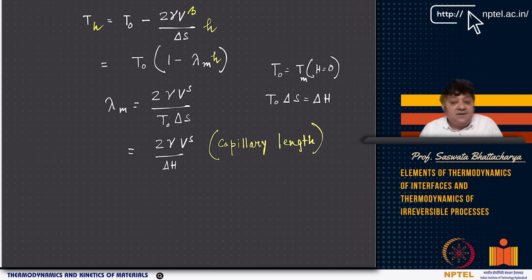So basically what you see, as the particle becomes spherical or smaller, with a radius of curvature, with non-zero curvature, you basically see a reduction in the melting.